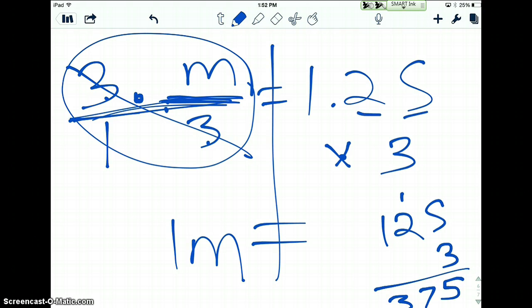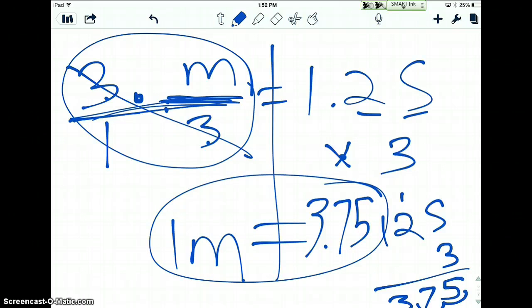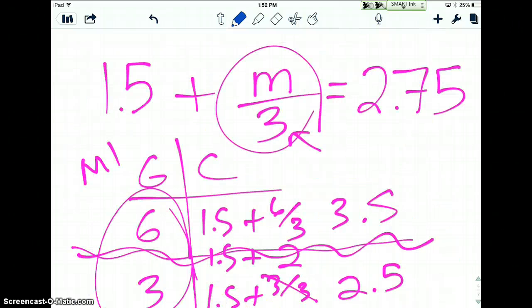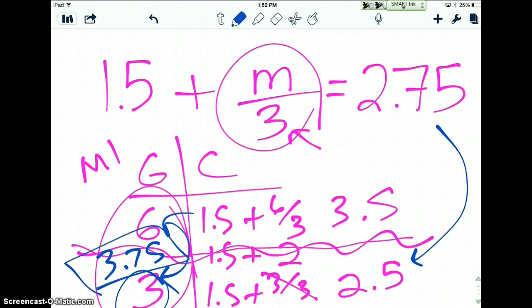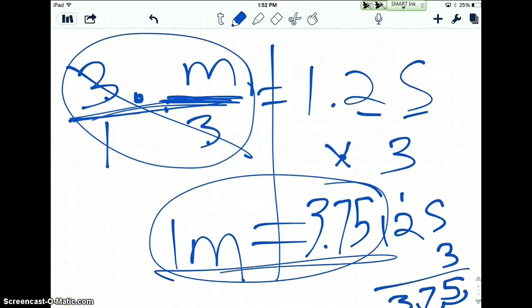But then I have to move the decimal 2 spots, and I'm at 3.75, which you remember from guessing and checking that 3.75 exists between 3 and 6. And it should be closer to the 3 because 2.5 was closer to 2.75. So yes, 3.75 is my final answer.